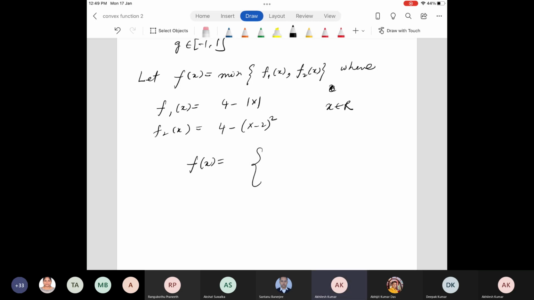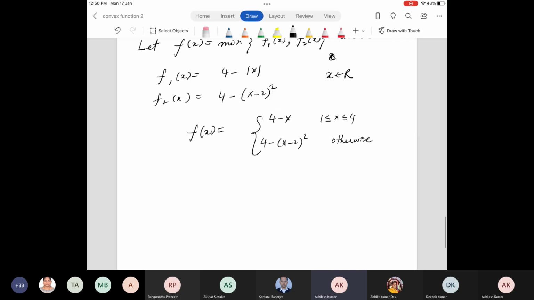So how do we define this function? What is its value? For x less than 1, f2(x) will be there, and for x greater than 4, it will be f1(x). For x between 1 and 4, it is 4 minus x. You agree? Is the definition of f(x) clear? Is this correct?